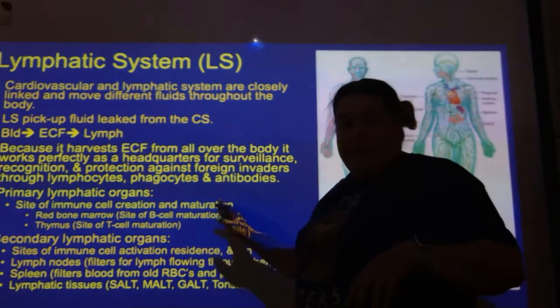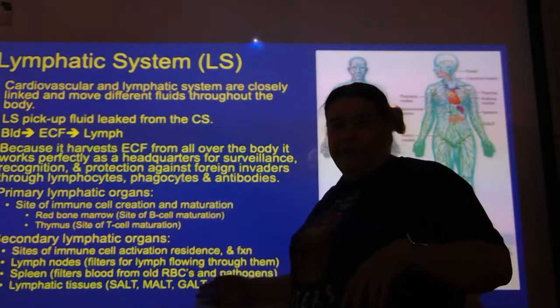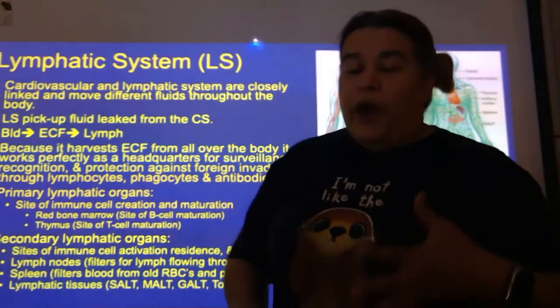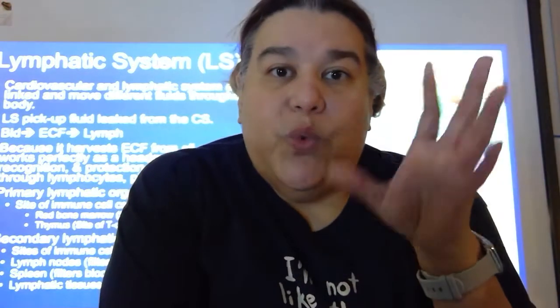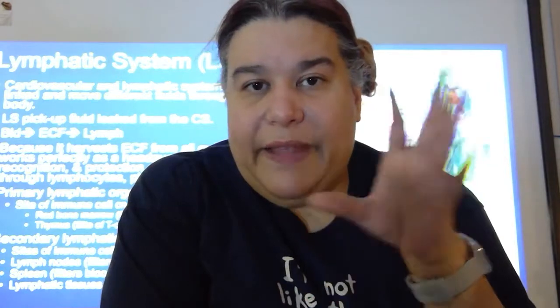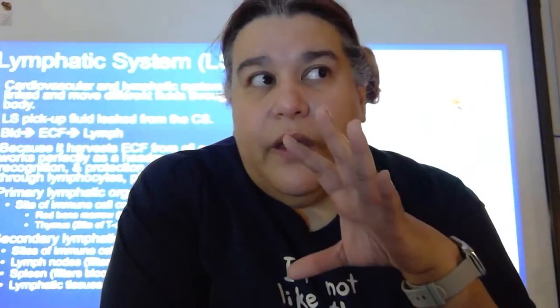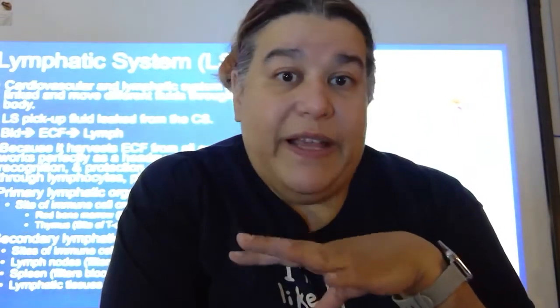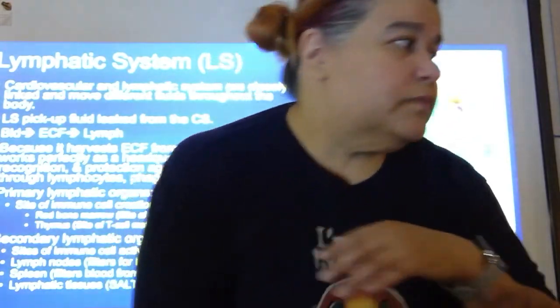We have two types of lymphatic organs, primary and secondary. Primary lymphatic organs are going to be the ones where we make the lymphocytes. Bone marrow is one, and that's where we make the B cells. The thymus is the other, and that's where we make the T cells.